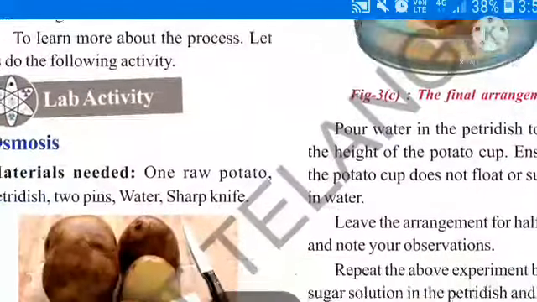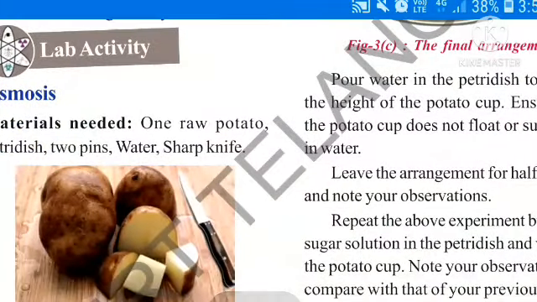Lab activity: osmosis process. Do you know, children, osmosis? It's a very important activity. What is the aim of this experiment? Aim: to prove osmosis using potato. Materials required: 1 raw potato, 1 boiled potato, 2 beakers, bowls, 2 pins, water, sharp knife. Procedure: take the raw potato and boiled potato, peel off the skins, cut cube-shaped cups from them as shown in the figure.